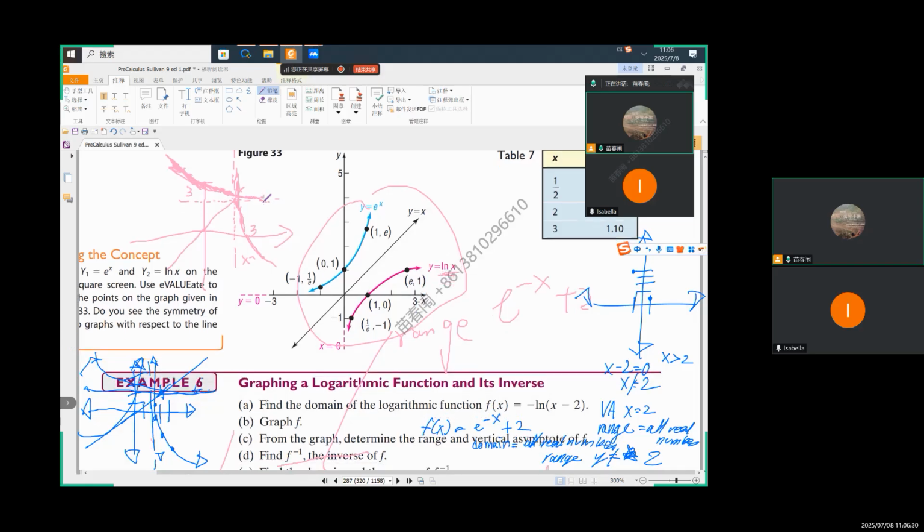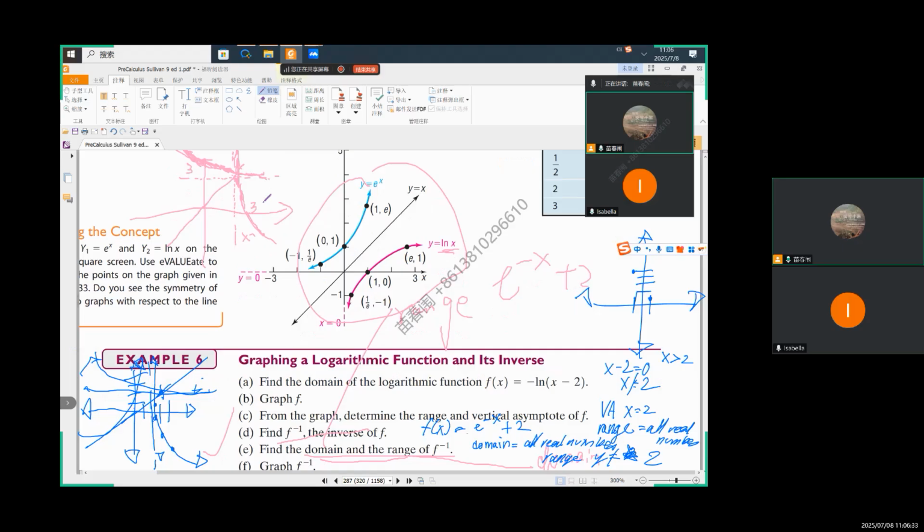Let's check with E. The domain here is all real numbers, right? It's making sense, right? Everything I can take for x value. But also the range is greater than 2, so it's greater than 2, right? Does that make sense? So E. Okay. So this is not x greater than 2. Does that make sense?